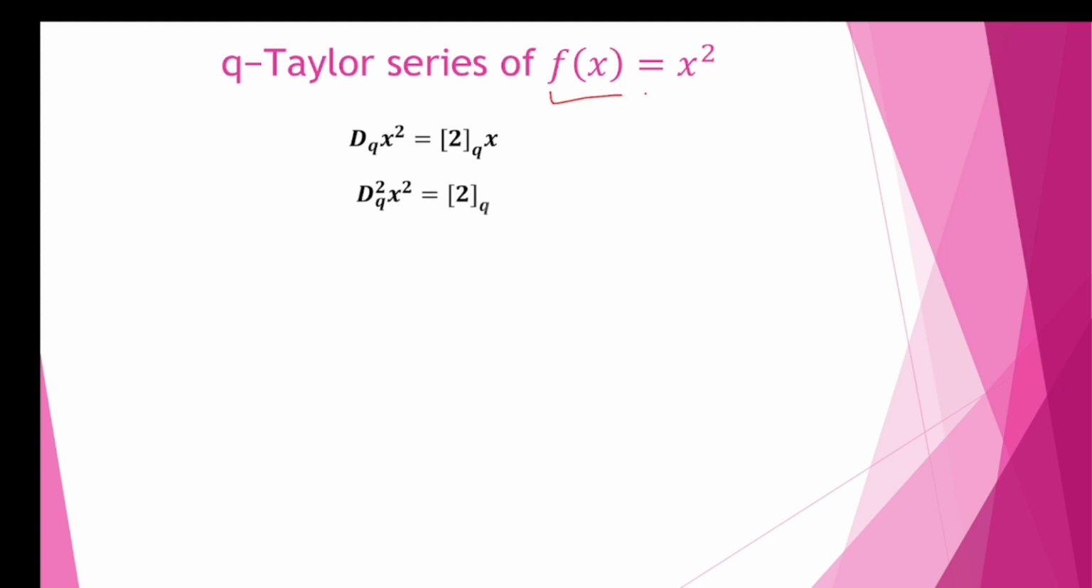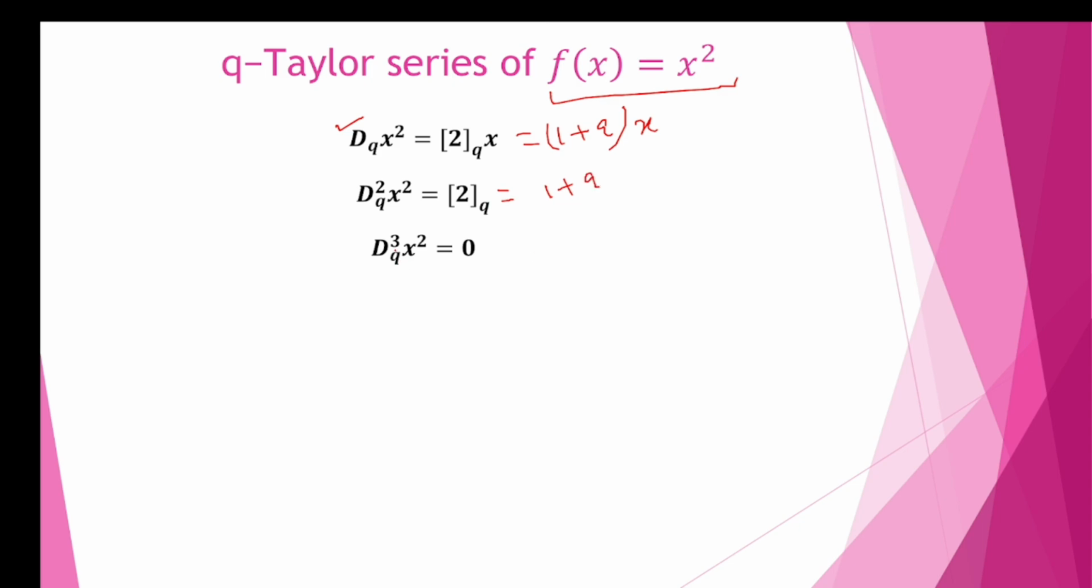So here we have a function taken, f of x equal to x square, about x equal to 0. When we are going to find this, we need various quantum derivatives. So the first quantum derivative, dq of x square, is nothing but 1 plus q into x, which we already got in previous lectures. And the second derivative, the quantum derivative of this, will be 2q, that means simply 1 plus q.